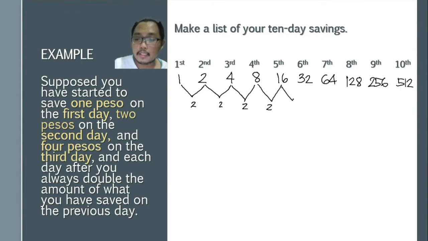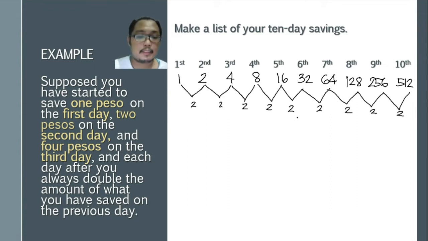So again, we merely get all these numbers by multiplying the preceding number with a non-zero constant 2. And this is an example of a geometric sequence. And based on the definition, the non-zero constant being multiplied to the preceding number is what we call the common ratio, which is usually denoted by r. And it happens to be the 2. So here, that is our common ratio.